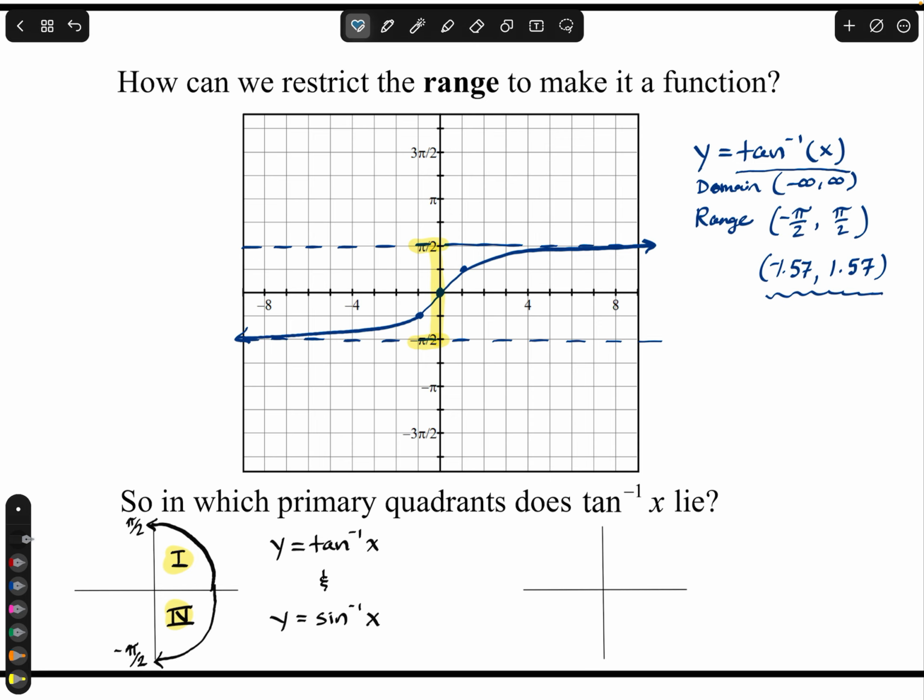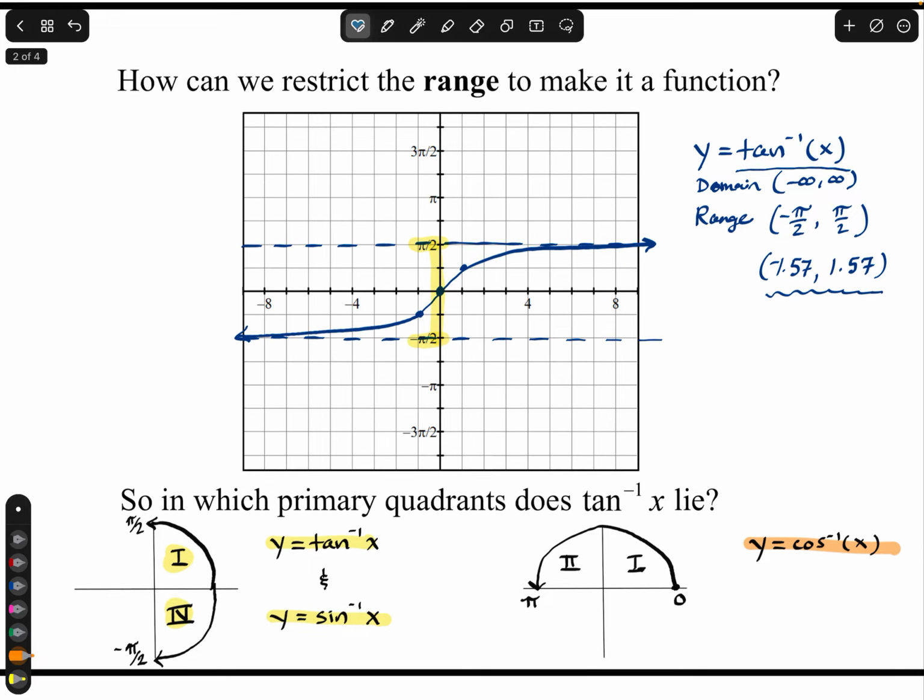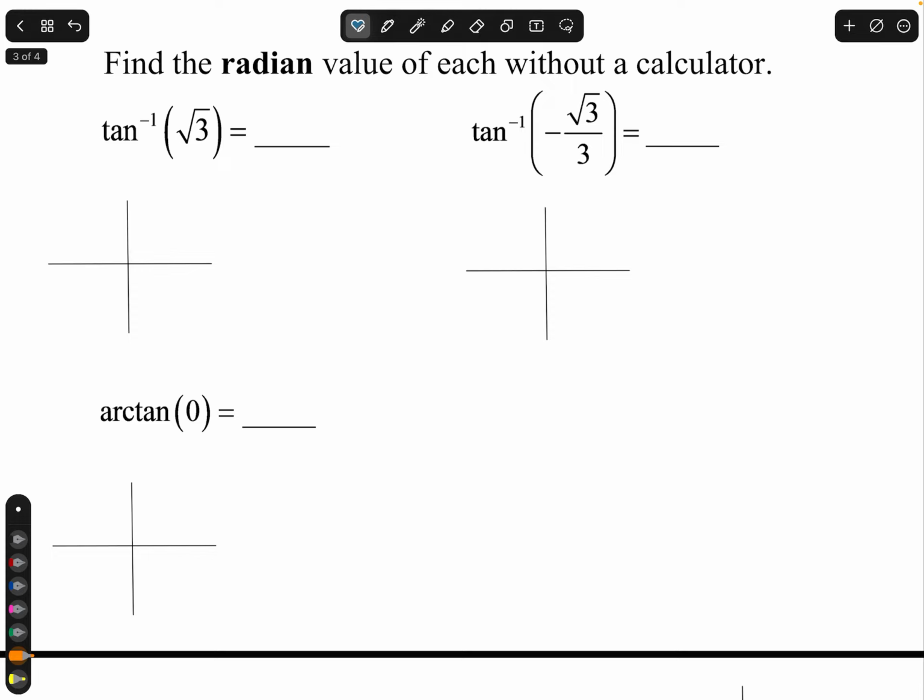Now, just a quick review, we also had our inverse cosine function yesterday. And remember that inverse cosine function lived in quadrants 1 and 2, because it was going to spit out a value between 0 and pi when we type it in. So we get something in quadrant 1 or a quadrant 2 angle. So inverse tangent and inverse sine live in the same quadrants, and inverse cosine has its own thing going on there. All right, so let's move on and see how this is going to be useful for us in today's lesson. It said find the radian value of each without a calculator.